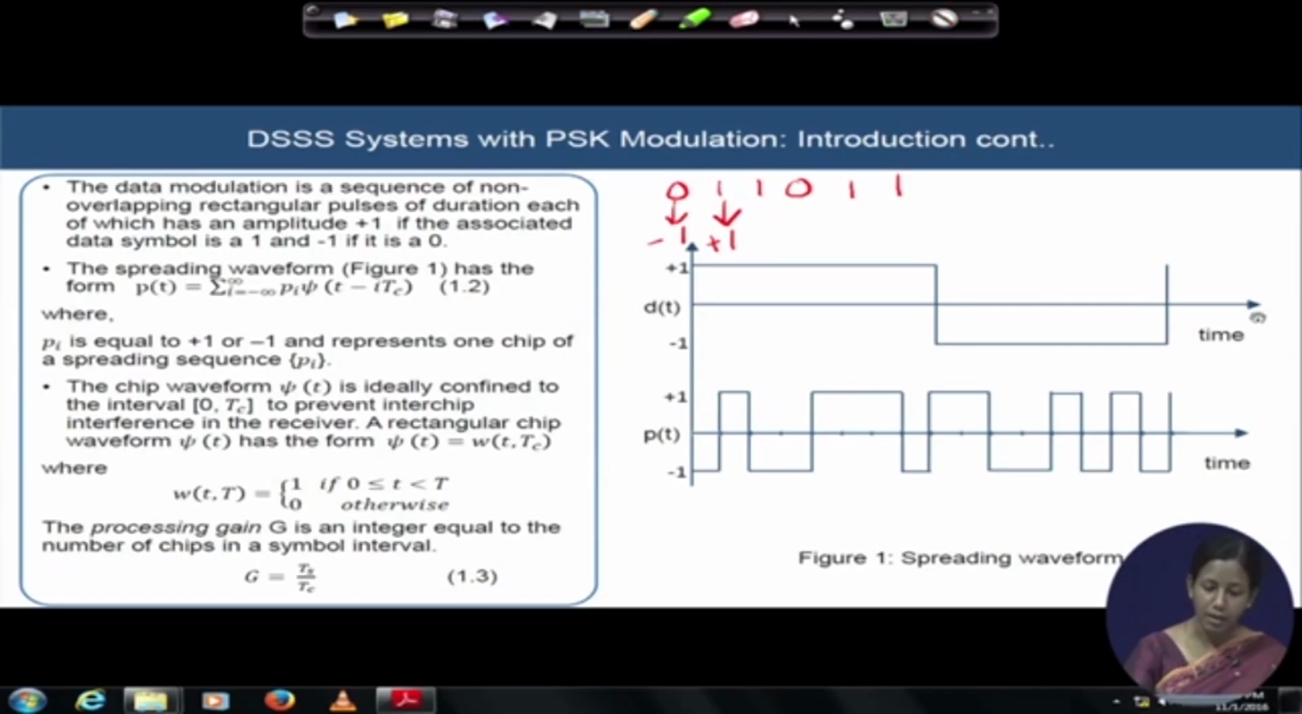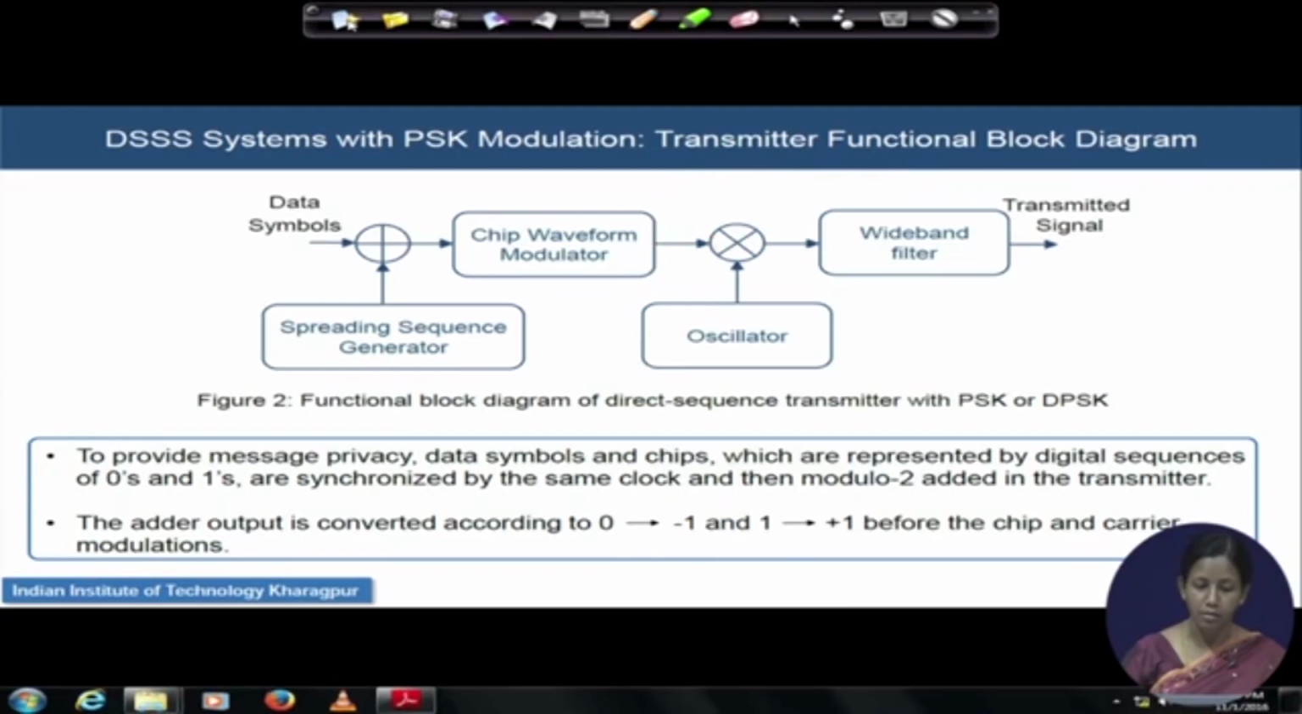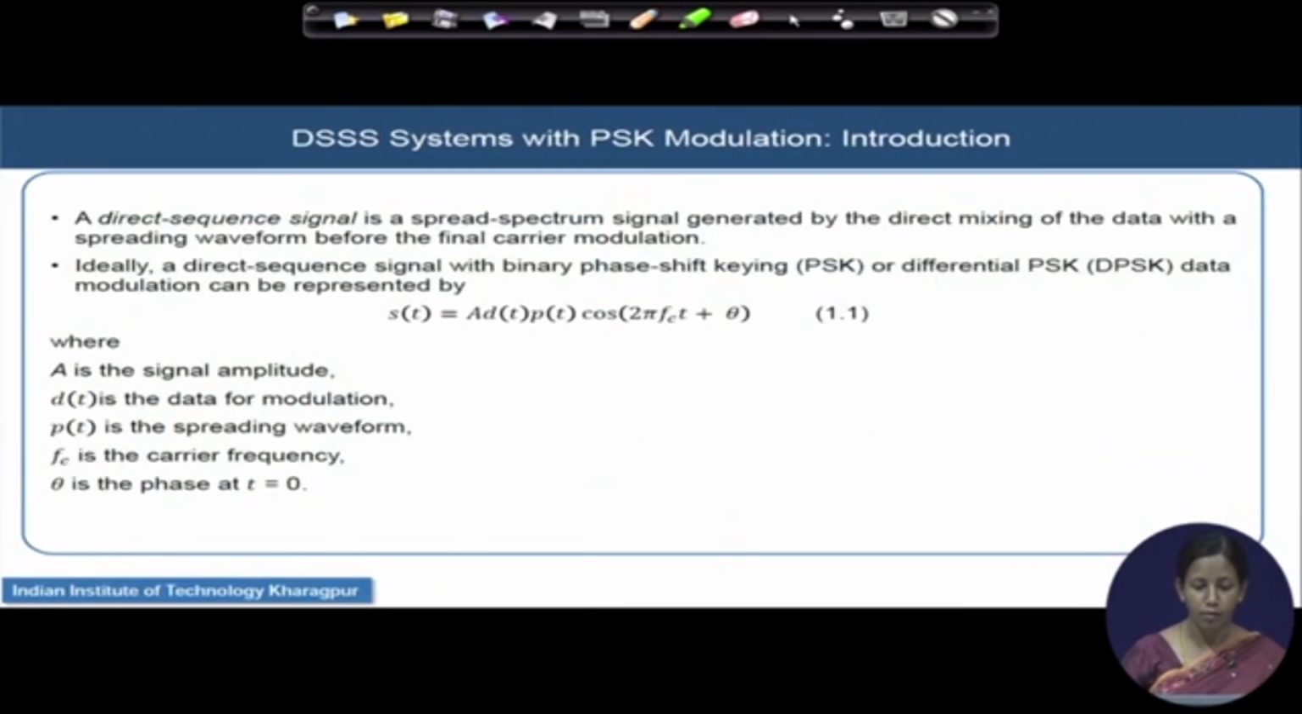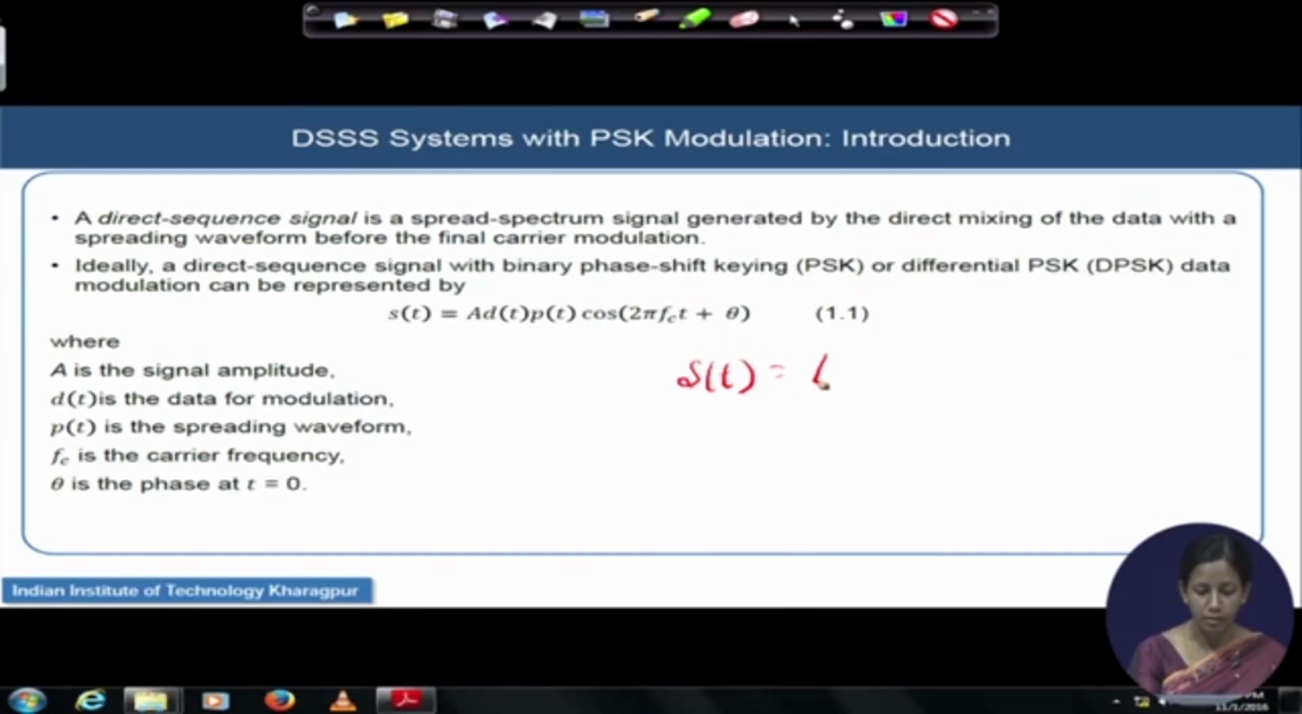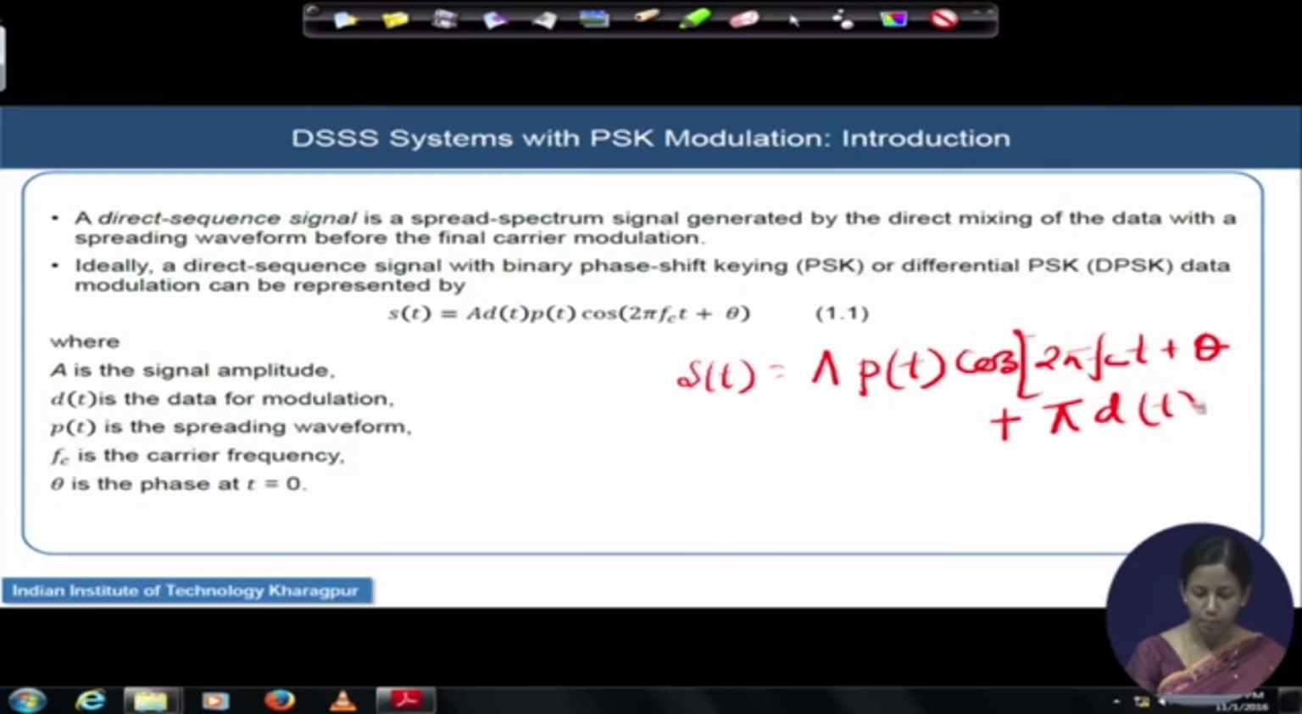With this understanding of the data part, we would like to go back to the equation where we were dealing with it. If the data is given by PSK modulation, which is binary phase shift modulation, then we can write s(t) as A p(t) cos(2 pi fc t plus theta plus phi) times d(t). So, equation 1.1 can also be expressed in this form, with the concept that PSK modulation is involved in the process.